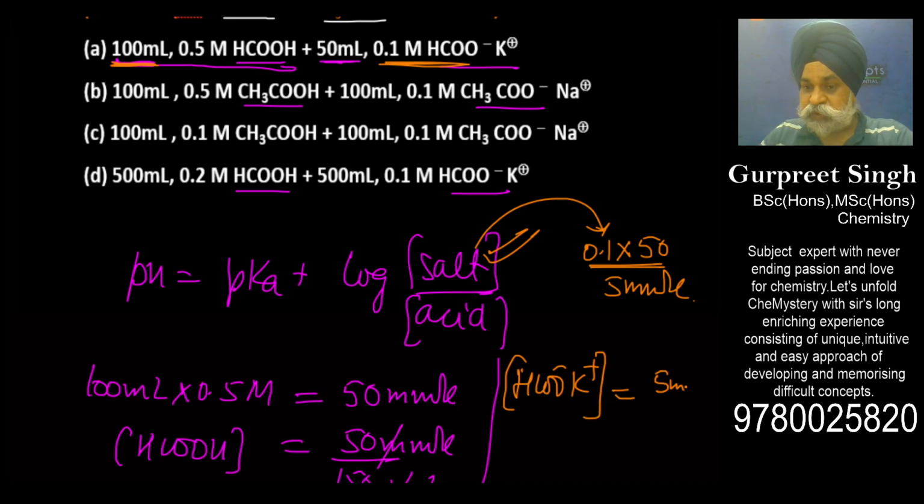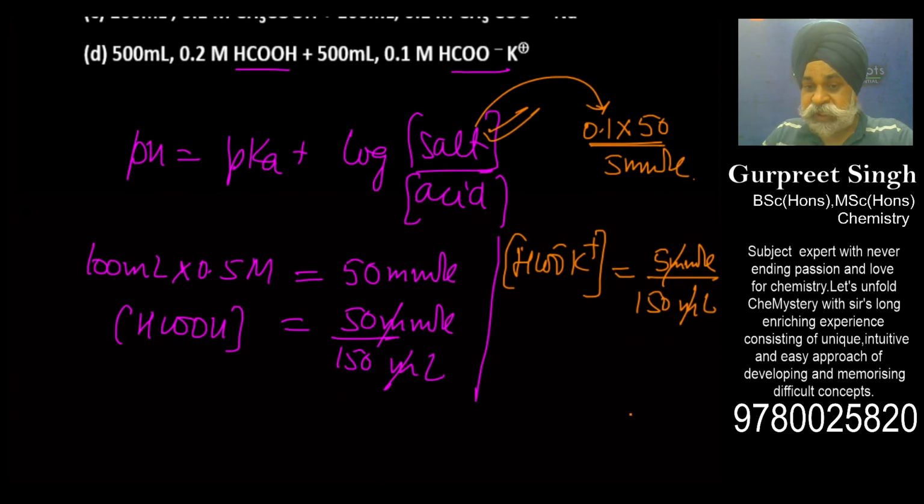It is 5 millimoles which we have added, but the total volume becomes 150 ml. So milli again got cancelled. Now the important point: when you add them together, the final volume for salt and acid would always be the same in a buffer equation. When you mix them together, because salt and acid both are present in the total volume, the number of moles of salt upon volume over the number of moles of acid upon its volume, this volume got cancelled.